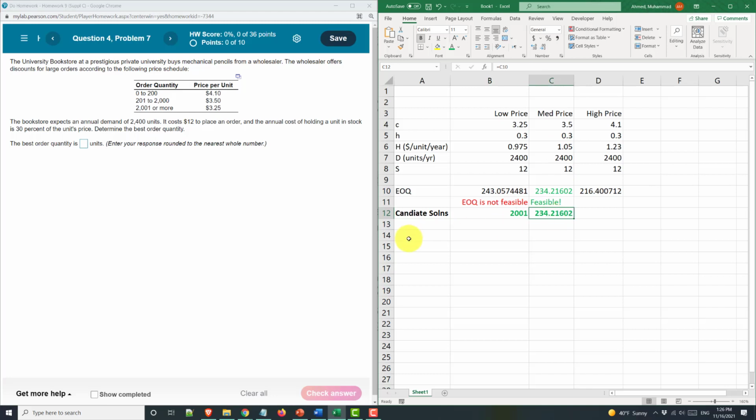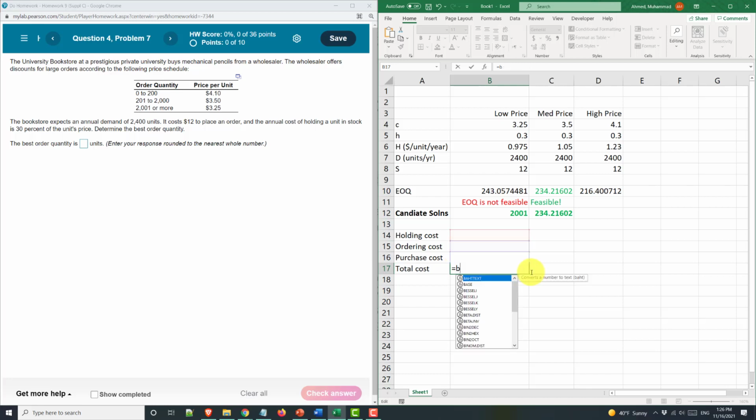So we have two candidate solutions. For each solution, we have to calculate holding cost, ordering cost, purchase cost, and the total cost, which is the sum of these three costs. So total cost is easy. Total cost is just this plus this plus this, right? B14 plus B15 plus B16. Okay, that's going to be my total cost. And then I'm going to compare these two candidate solutions and see which one is optimal.